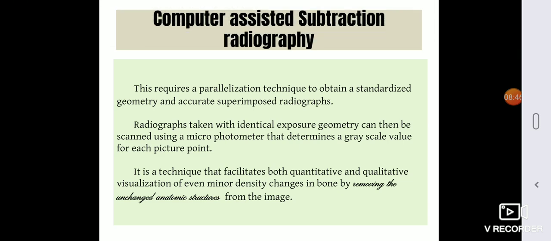The unwanted structures where there are no changes are eliminated from the final image. Next is the computer assisted subtraction radiography. Now this method was developed to reduce the amount of unwanted structures by subtracting identical image features in serial radiographs which have been digitized. And this was done by usage of a high quality TV camera interfaced with an analog to digital converter and a computer.